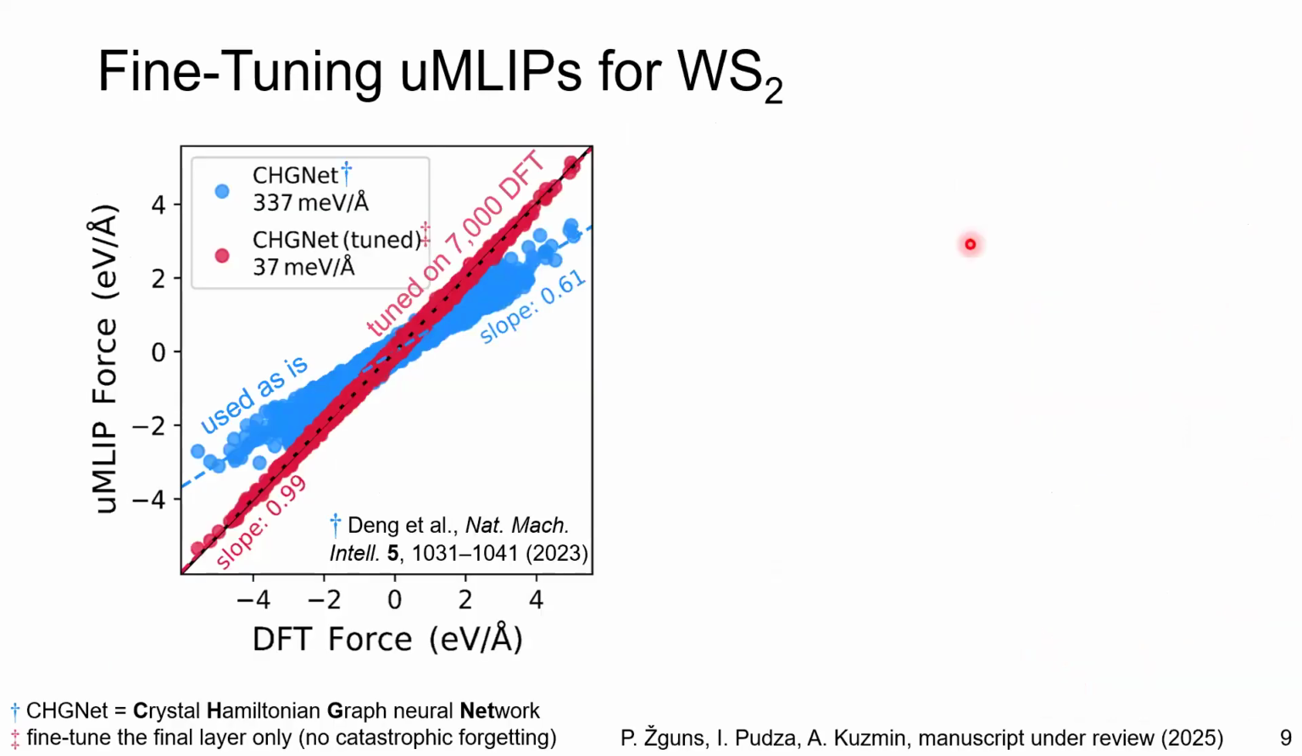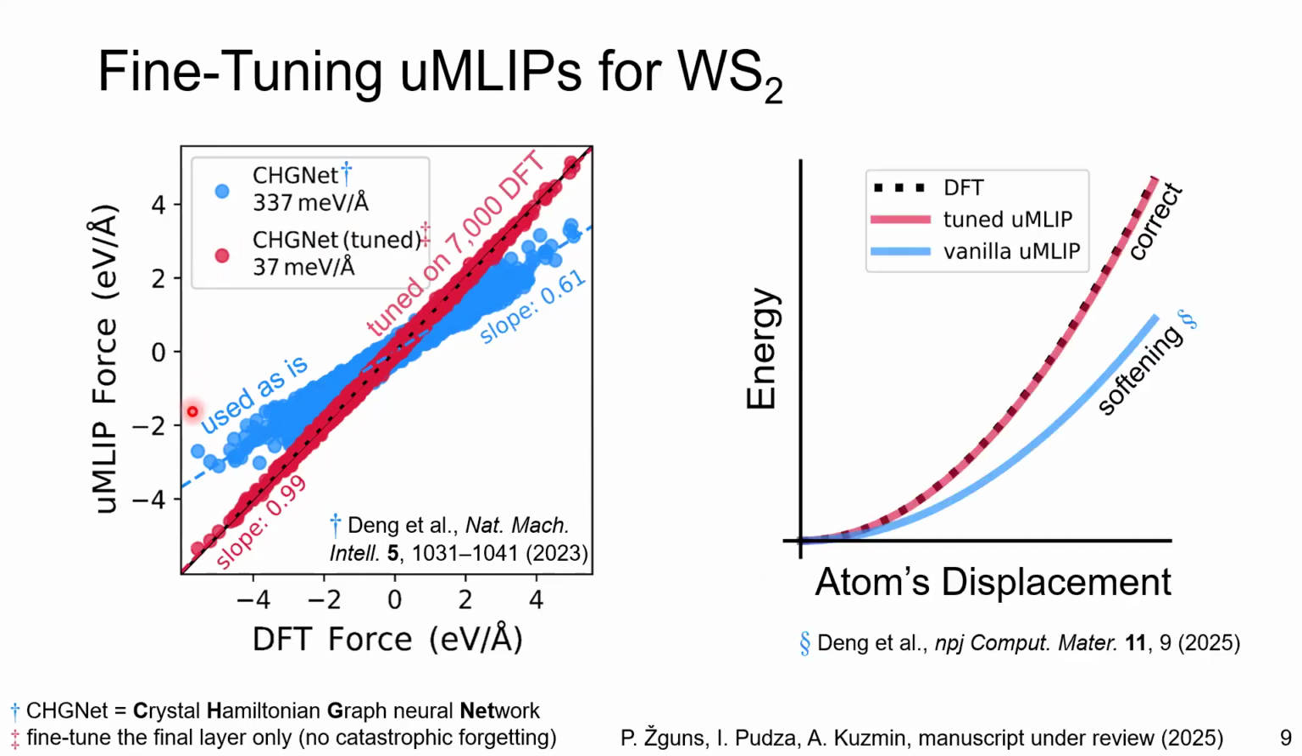So this is a result of the fine-tuning. You see a parity slope of uMLIP force versus DFT force, and you see if you use uMLIP as it is, you have quite a large error and also quite an incorrect slope, which signals this softening. So in other words, it means when your atom displaces from equilibrium position, you underestimate the force and you underestimate the energy. So that's softening and it's not correct. And when you fine-tune the ChargeNet final layer on the 7,000 DFT structures, it's getting pretty much fixed.